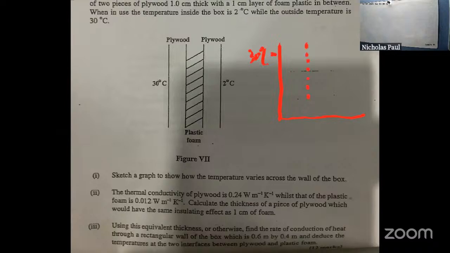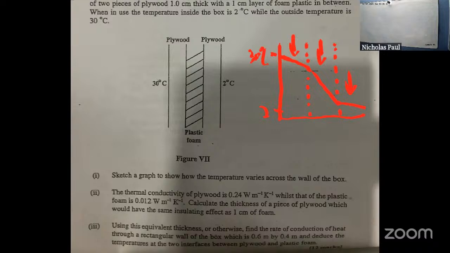Of course you use a ruler and just cut it up evenly, right? So the temperature here will gradient like this. Here is much sharper, and here is the same. It will stop at 2 degrees. Please make sure that these two gradients are the same, right? Remember that foam is the poor conductor, so therefore the gradient here is larger, right?